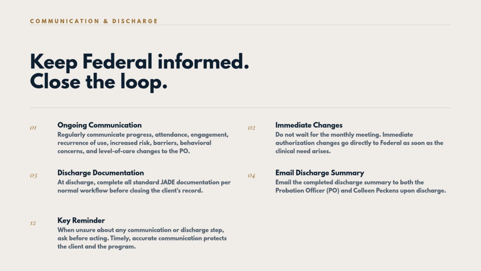Federal probation wants meaningful communication about both concerns and progress. So that can include attendance, engagement, progress in treatment, reoccurrence of substance use, increased clinical risk, barriers to treatment, behavioral concerns, and possible level of care changes. Myself and Leanna meet with federal probation regularly and may reach out to clinicians when federal has questions about a specific client. So if there's something you want discussed during that meeting, send it to myself or Leanna ahead of time.